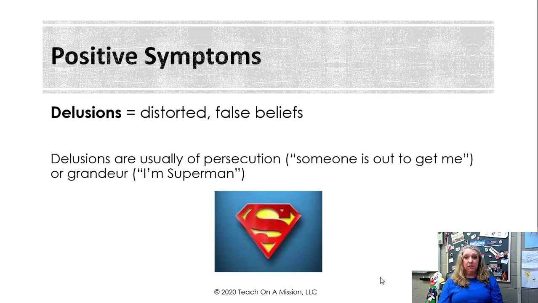They believe something that is incorrect about themselves. Delusions are usually of persecution, someone's out to get me, or grandeur, I am Superman, right? In the quote we read, that was the I'm Mary Poppins. So they have that delusion.